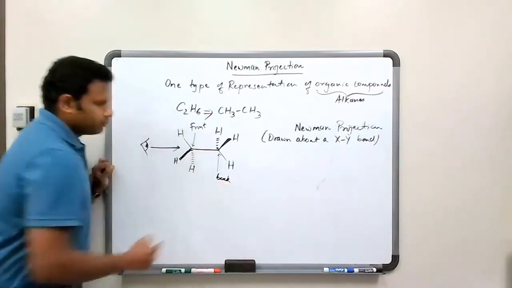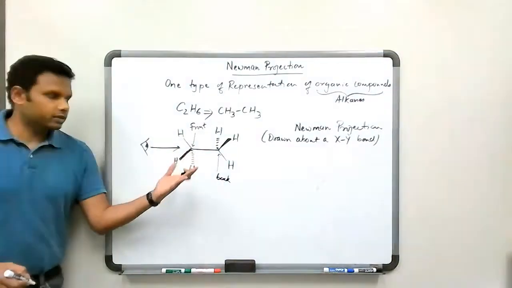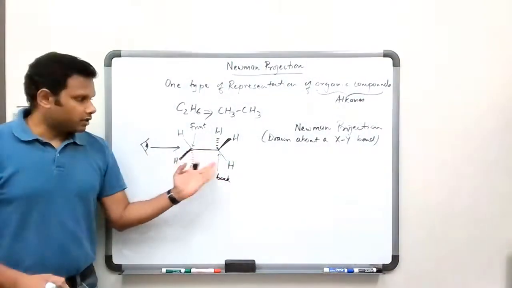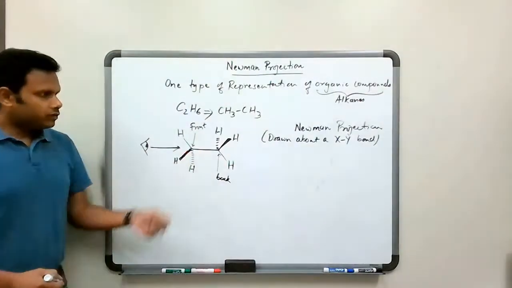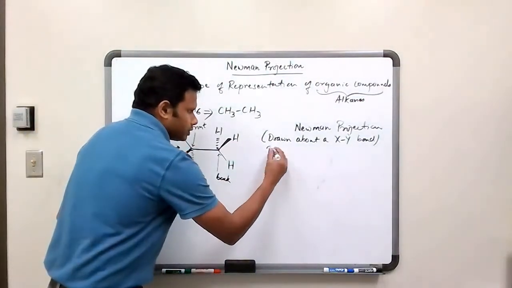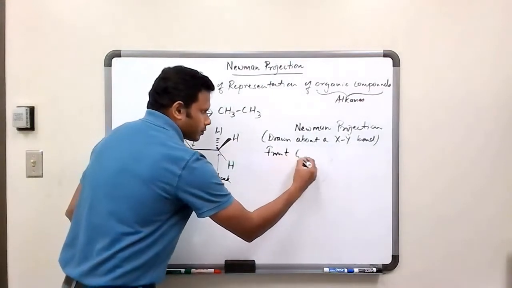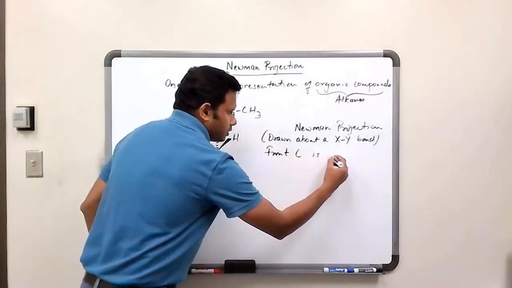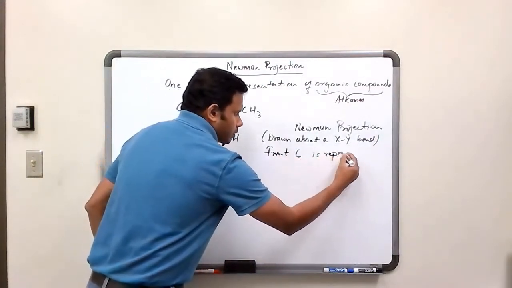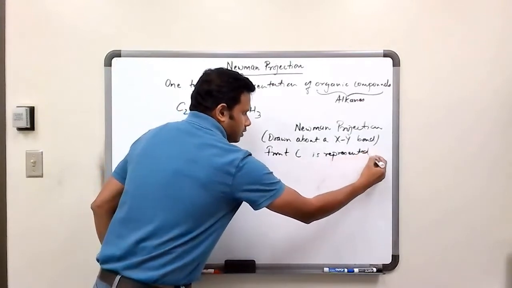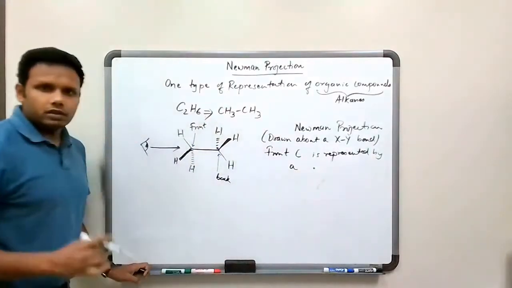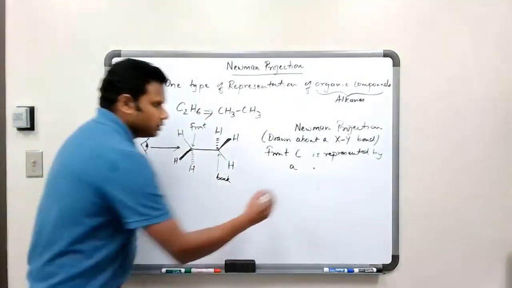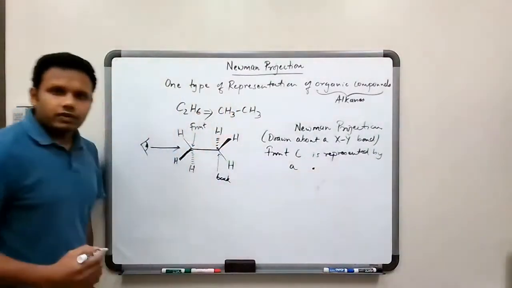The other one is the back carbon. The second carbon in the bond that I'm looking at, that is the back carbon. So the front carbon in a Newman projection is represented by a dot. Okay, that dot represents the front carbon.